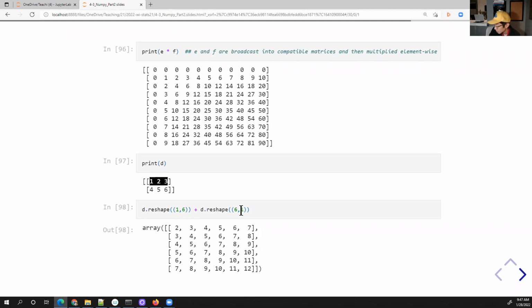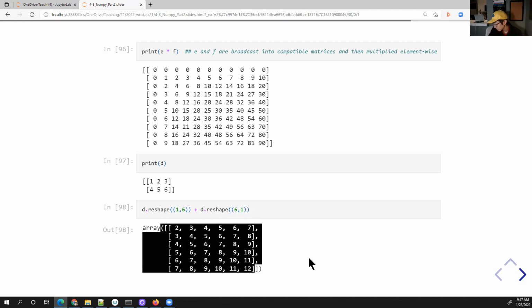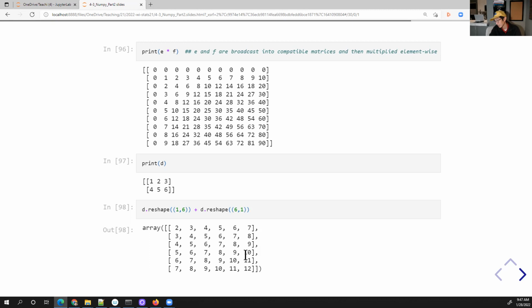And if I reshape it into a 6 by 1, we're going to get, I'm sorry, 1 by 6 is 1 row, 1, 2, 3, 4, 5, 6 across, and 6 by 1 is the column 1, 2, 3, 4, 5, 6 down the column. And so I can reshape these and add them together. After reshaping them, we've got this 1 by 6 and we're asking it to add a 6 by 1. It's going to broadcast them again into a compatible 6 by 6 matrix and add them together.